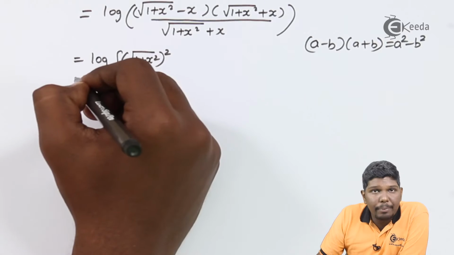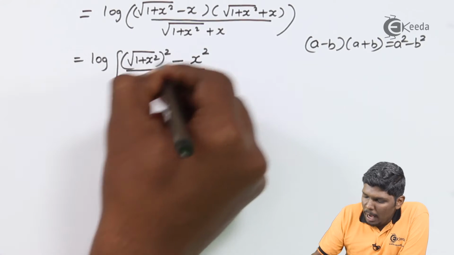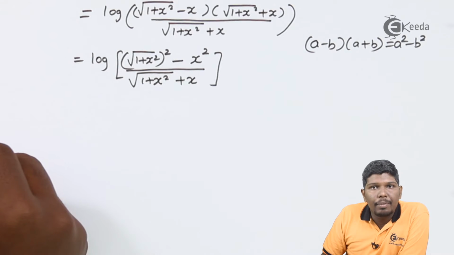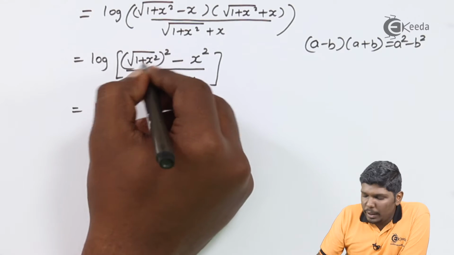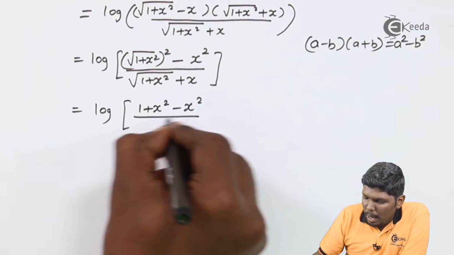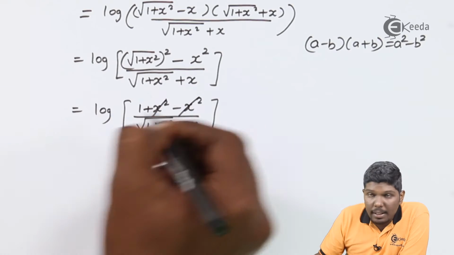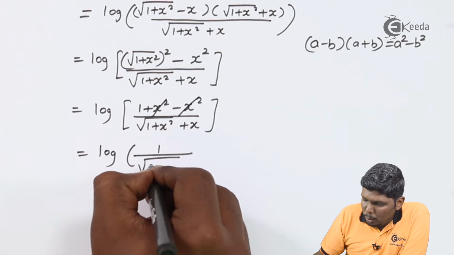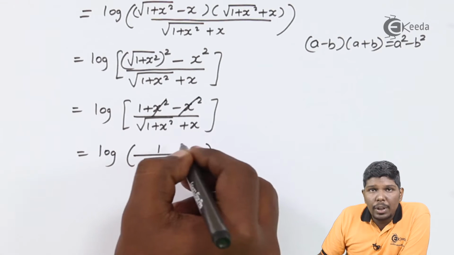Its square means the whole square, minus b square. B is x, so x square will be b square, upon under root 1 plus x square plus x as it is. Next step. What is under root 1 plus x square the whole square? The square and square root will be cancelled. There will be 1 plus x square minus x square upon under root 1 plus x square plus x. Here x square will be cancelled and we'll get log of 1 upon under root 1 plus x square plus x.